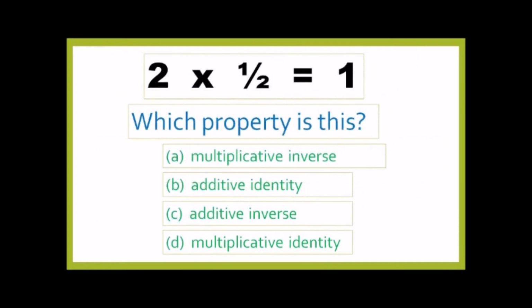And let's move on to another one. This one is 2 times a half is equal to 1. Which property is this? Is it A, multiplicative inverse, B, additive identity, C, additive inverse, or D, multiplicative identity? Which property are you looking at? And first, we'll look at it and see if we can toss out some of the wrong answers.